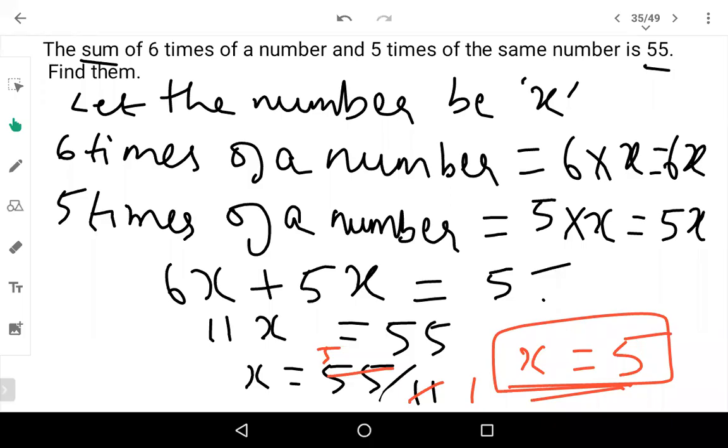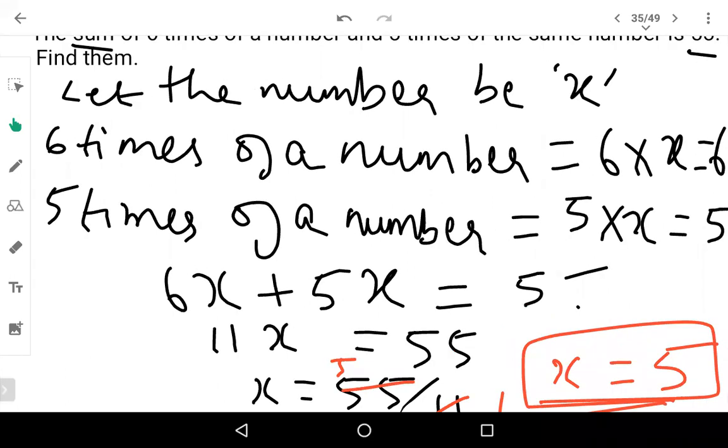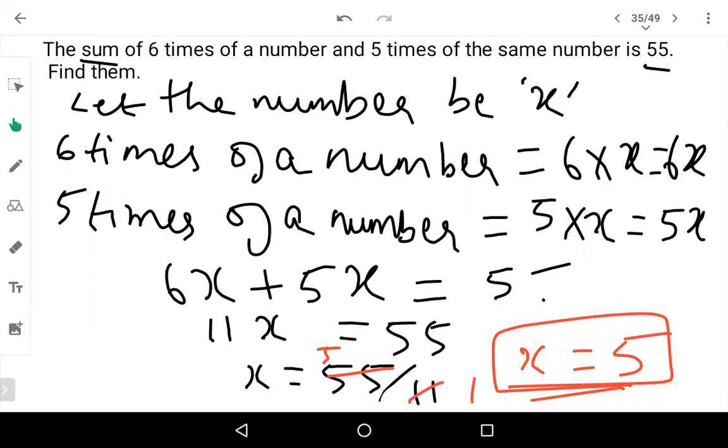Okay, the sum of 6 times of a number and 5 times of the same number is 55, and we are supposed to find the numbers. Okay, so here let the number be x. We did this problem yesterday. So 6 times the number is 6 into x, which is nothing but 6x, and then 5 times a number is 5 into x, which is 5x, right?